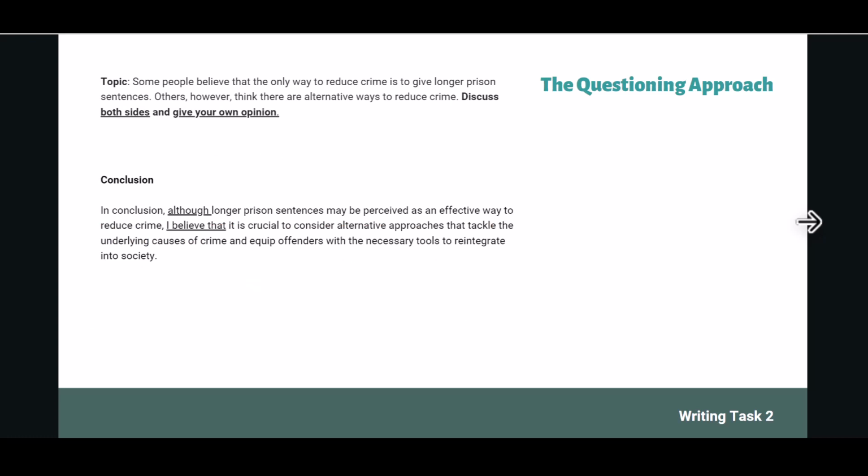Writing a conclusion for a both-sides essay is actually quite easy. Simply use "although" to restate the contrasting viewpoints and clearly state which side you align with. This is my conclusion for this essay. In conclusion, although longer prison sentences may be perceived as an effective way to reduce crime, I believe that it is crucial to consider alternative approaches that tackle the underlying causes of crime and equip offenders with the necessary tools to reintegrate into society.